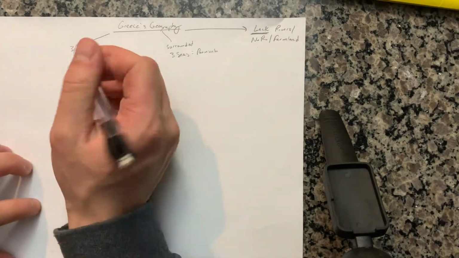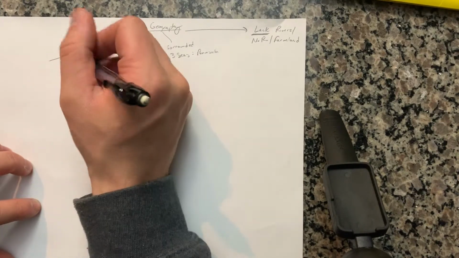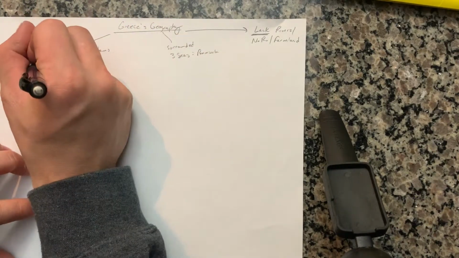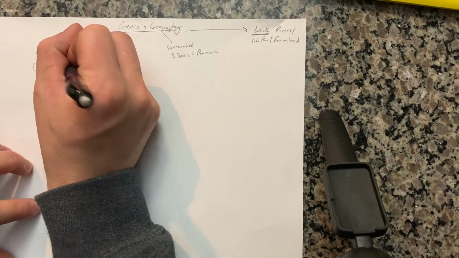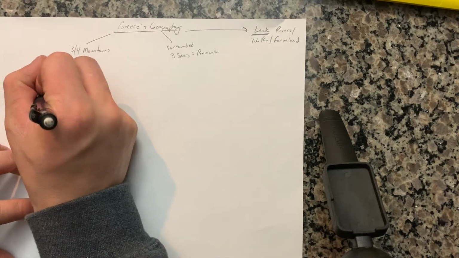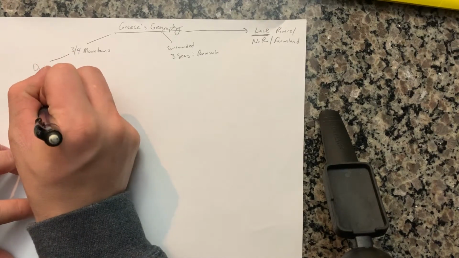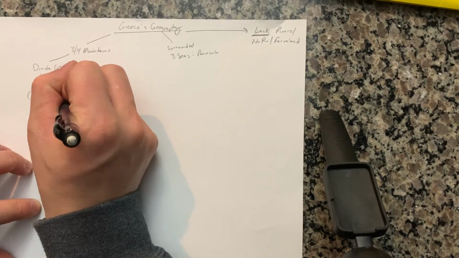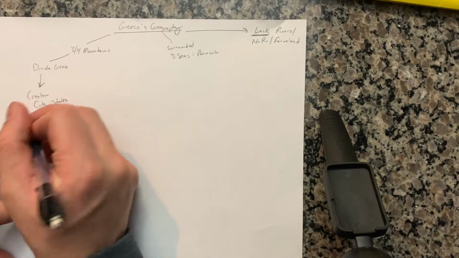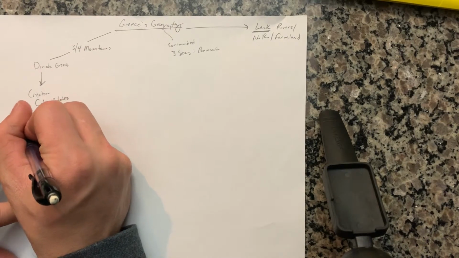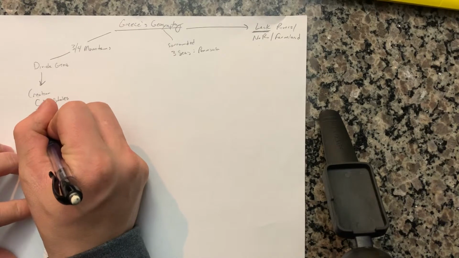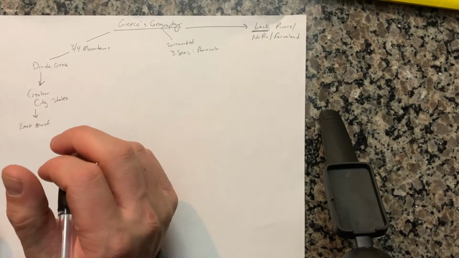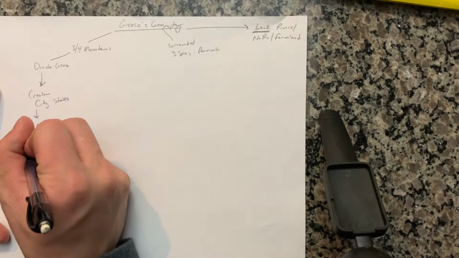From mountains, we have two things that it causes or separates it into. First and foremost, it's going to divide Greece in a way that's going to lead to the creation of city-states. And within each city-state, we're going to learn that they each must survive on its own. So we don't work as an entire Greece, we instead work as individual city-states.